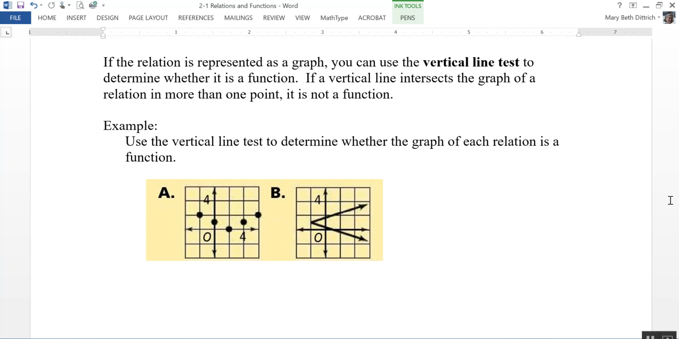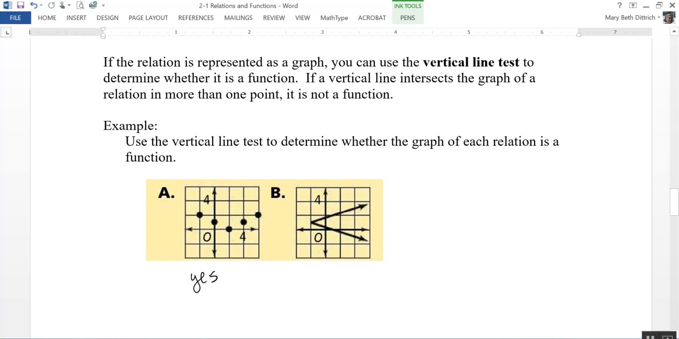So I can't show this on the video, but if you were to take your pencil and hold it vertically, straight up and down, and move it across the graph, are there ever two dots on your pencil at one time for A? No, there are not. So this would indeed be a function. It passes the vertical line test.